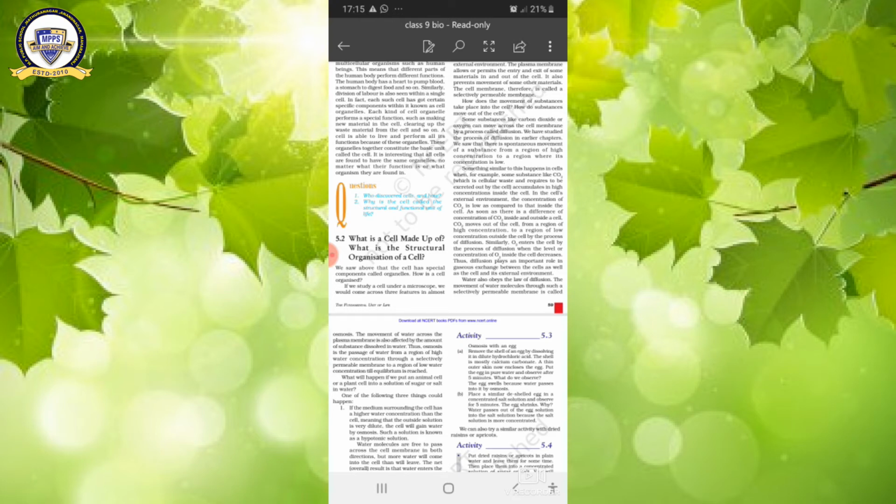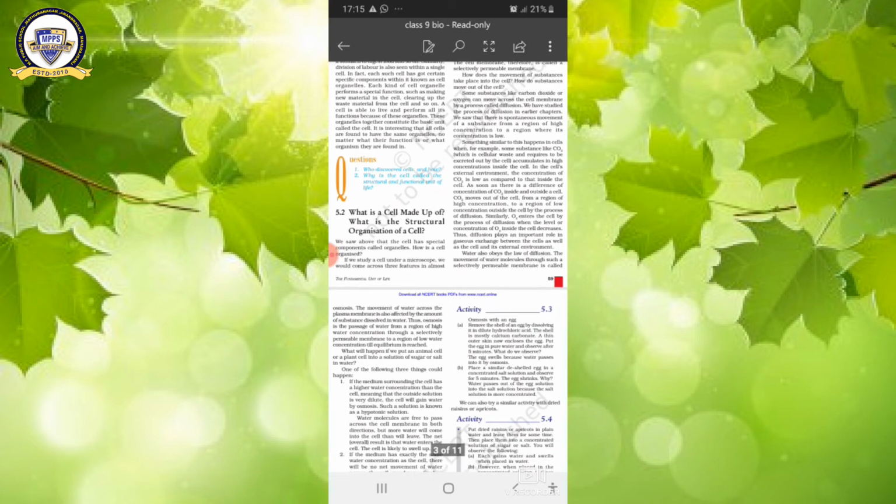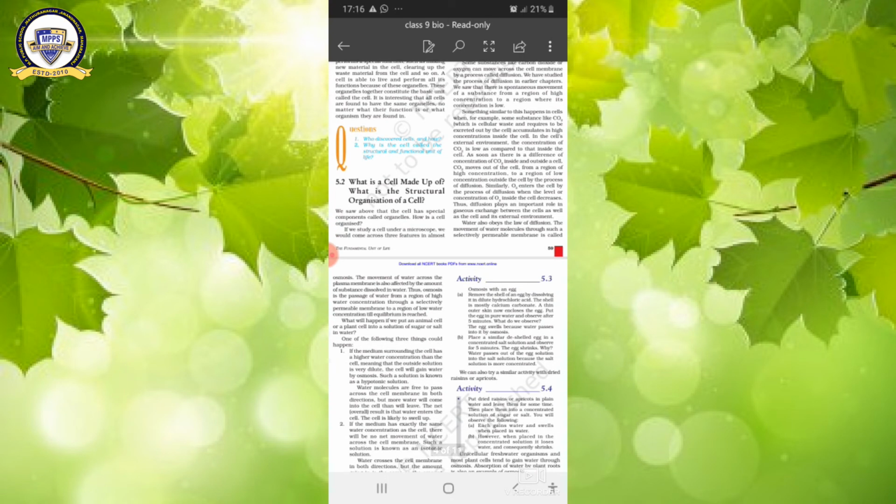Similarly, oxygen enters the cell by the process of diffusion when the level or concentration of oxygen inside the cell decreases. Thus, diffusion plays an important role in gaseous exchange between the cell as well as the cell and its external environment. Water also obeys the law of diffusion. The movement of water molecules through such a selectively permeable membrane is called osmosis.